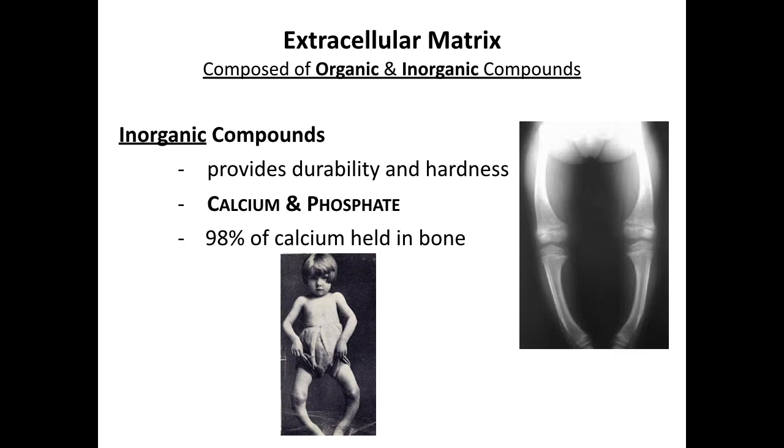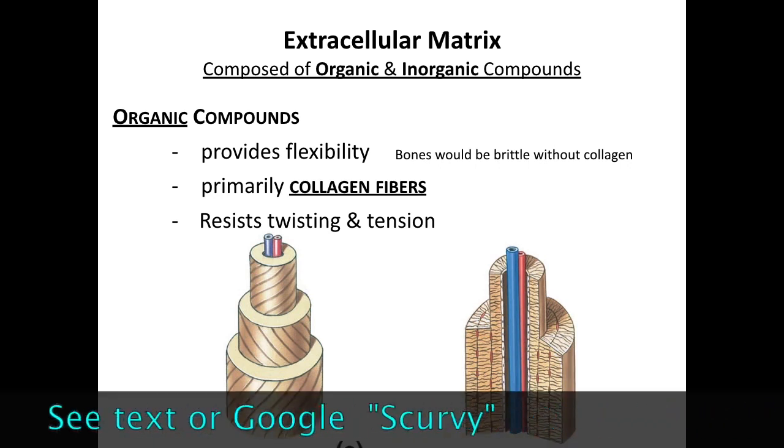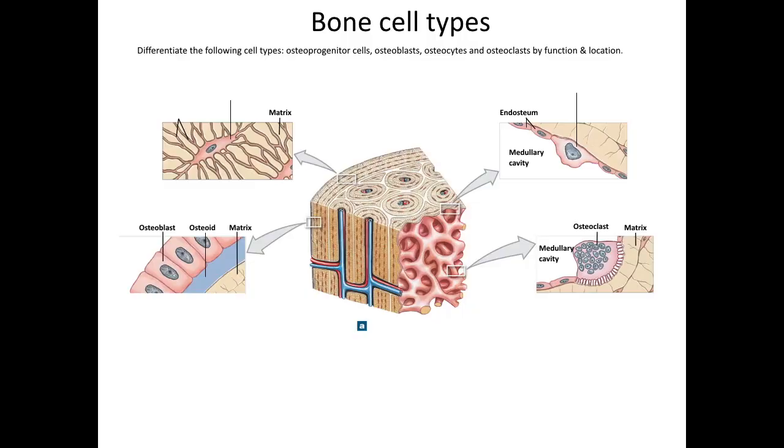But living bones are not brittle because that stiffness is tempered somewhat by the addition of collagen, which is part of the organic component, and this also gives bone resistance against being pulled, that is, it gives it a tensile strength. So that's the matrix, and unlike fibrous connective tissue or cartilage, we're going to spend a few minutes talking about the different bone cell types because they're very important in bones being actually very dynamic tissues.